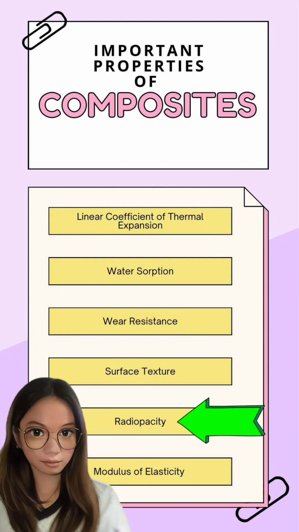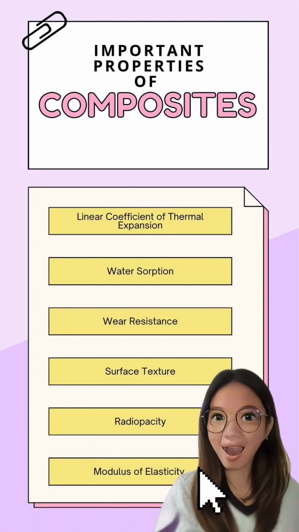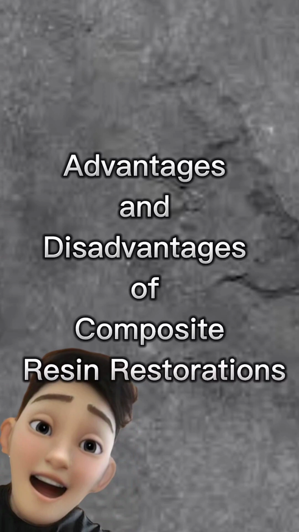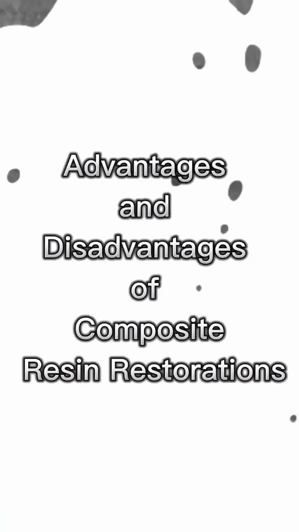Five. Radiopacity. Restorative materials must be radiopaque to be visible in radiographs. Six. Modulus of elasticity. Higher modulus of elasticity is more rigid, while lower modulus is more flexible. Advantages and disadvantages of composite resin restorations.